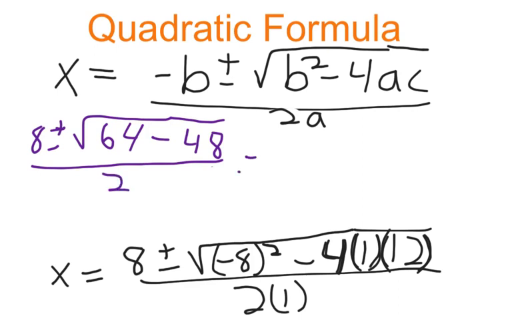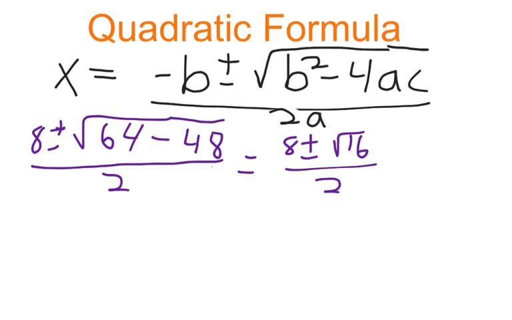And I'm just going to simplify that out. 64 minus 48 is going to give me 16, so it's really 8 plus or minus the square root of 16 over 2. And this is where the plus or minus comes in. We're going to have two solutions.